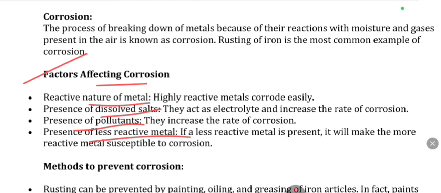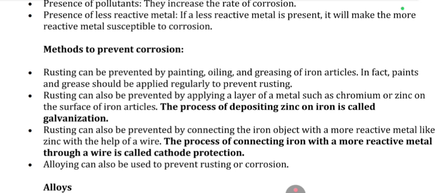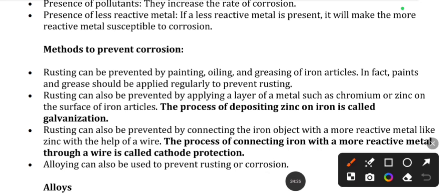Okay, how can you prevent corrosion? Rusting can be prevented by painting, oiling, greasing. Whenever rust forms, corrosion happens, so we do painting, you use oil on the surface of metals, you grease the iron. Many times you see in a bicycle that grease is used, because it prevents rust.